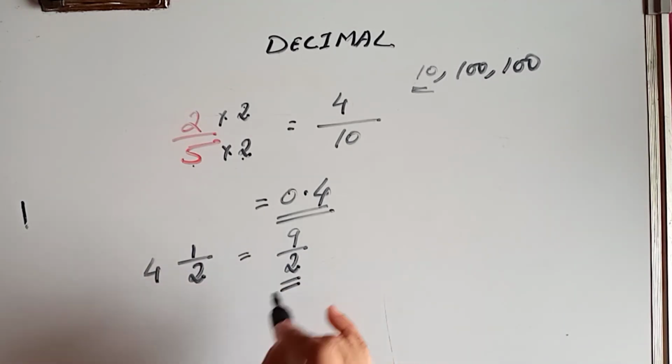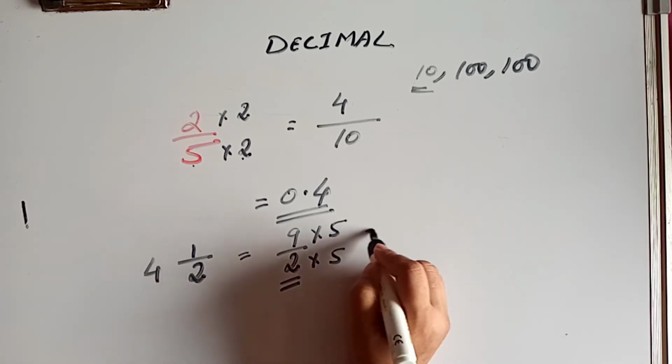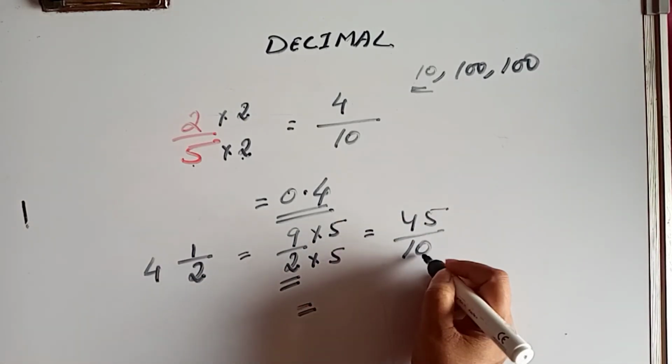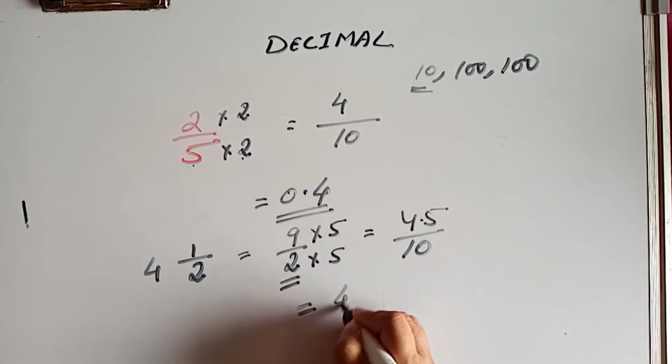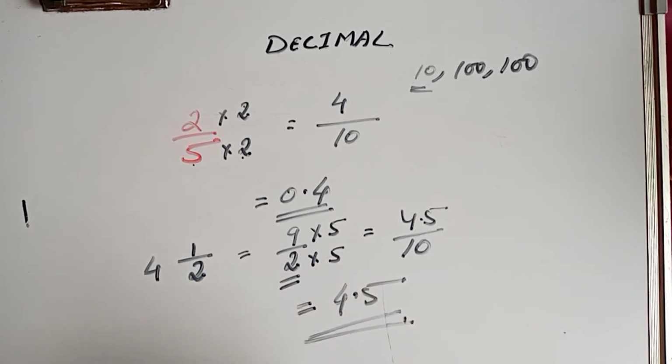अभी देखो यहाँ पे 2 है, मुझे क्या चाहिए? डिनोमिनेटर 10 चाहिए. आई विल मल्टीप्लाई विथ 5. सो इट इज 45 by 10. So 45 by 10 can be, after the decimal there should be only one number. So it is 4.5. 4 1 by 2 can be written as 4.5. This is the way to convert the mixed fraction into a decimal number.